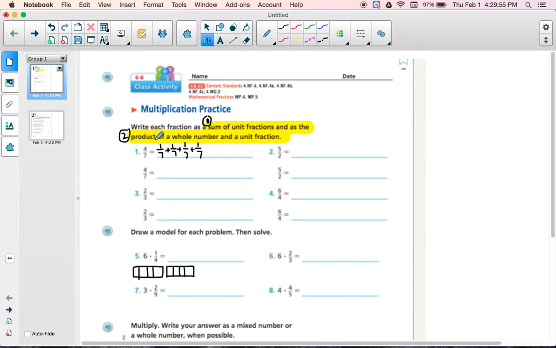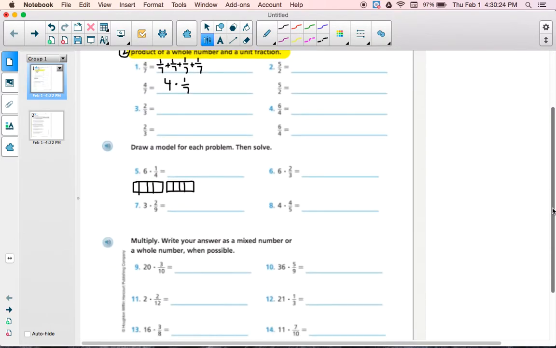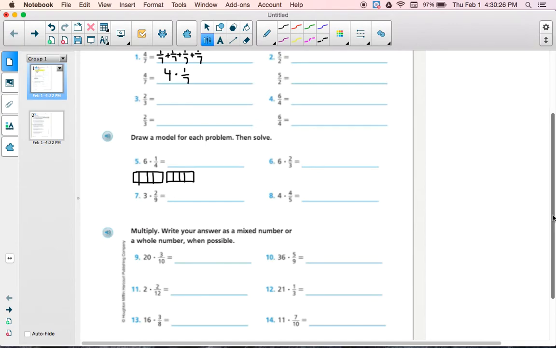To write it as a product of a whole number, I would just say, okay, there's 4 1/7, so 4 times 1/7. Right? So that's how you do problem number 1. Problem number 2, 3, 4 are done the same way. All right. Let's take a look at the next section.